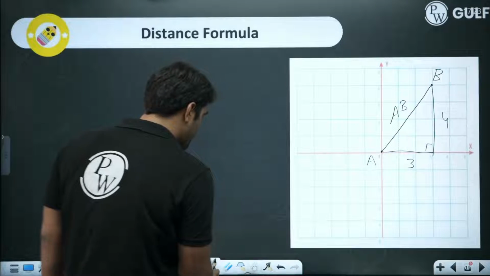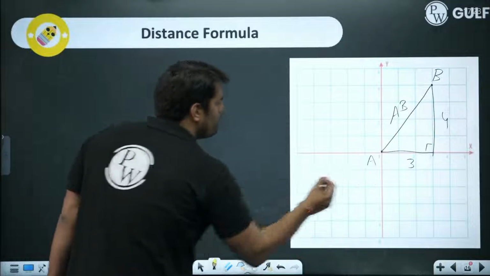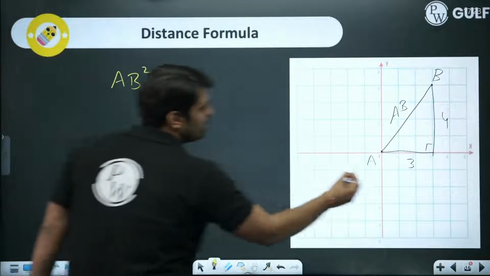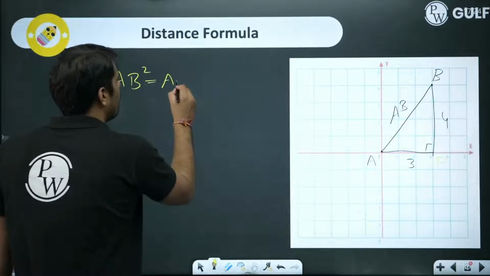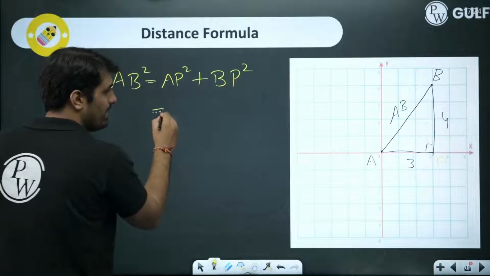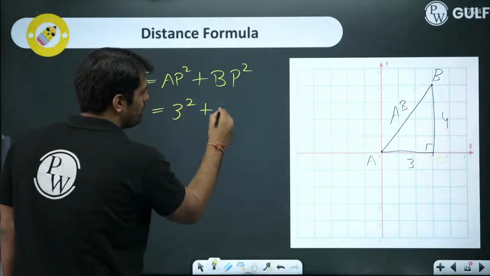I told you AB square will be equal to AP square plus BP square. This is P over here. We have AP and BP, so put in the values. AP is 3 square plus BP is 4 square.